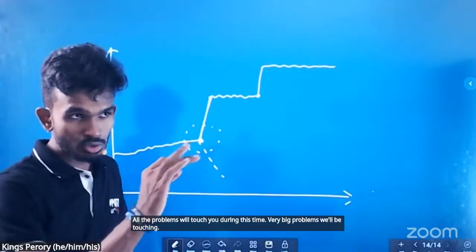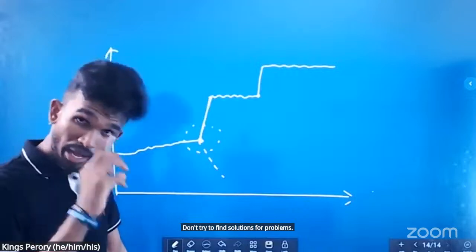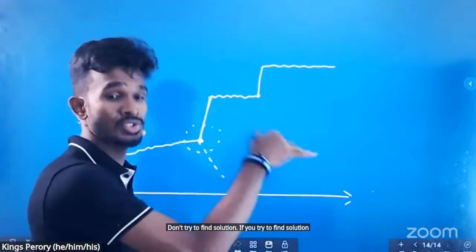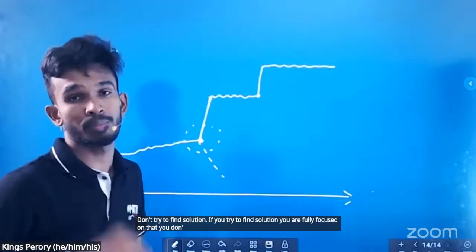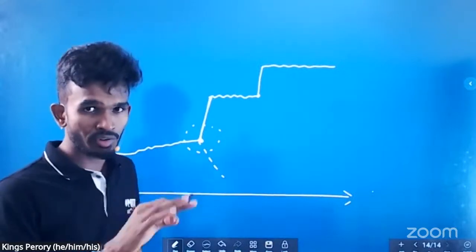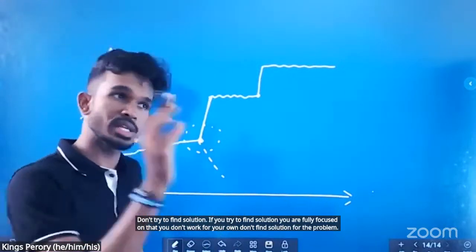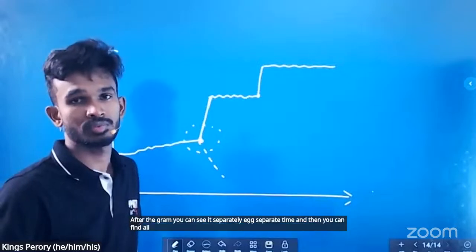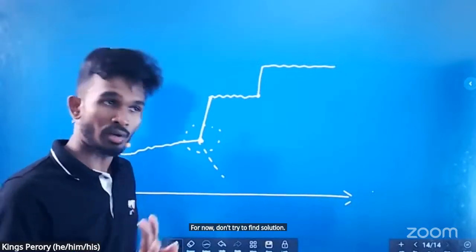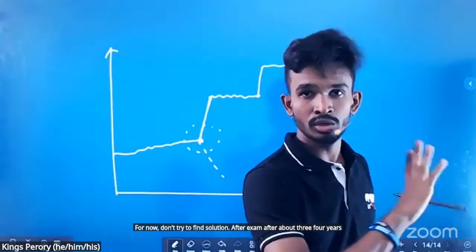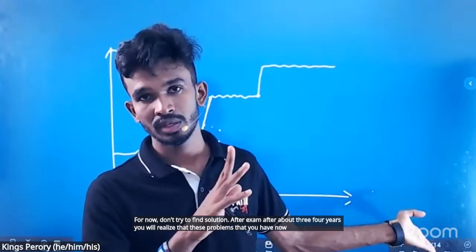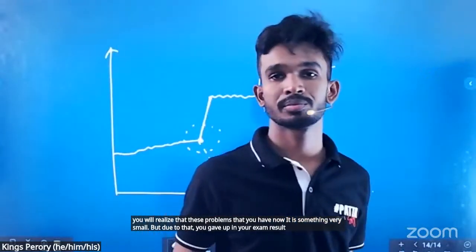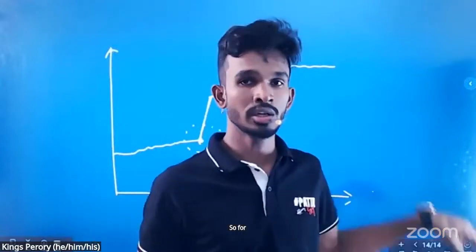Don't try to find solutions for problems. If you already have a problem, don't try to find a solution. If you try to find a solution, you're fully focused on that, and you don't work for your own improvement. After the exam, you can sit separately, take separate time, and then you can find all the solutions. For now, don't. After the exam, after about 3-4 years, you will realize that these problems you have now are something very small. But due to that, you gave up on your exam result and had regret. So for something very small, don't give up on something that is very big.